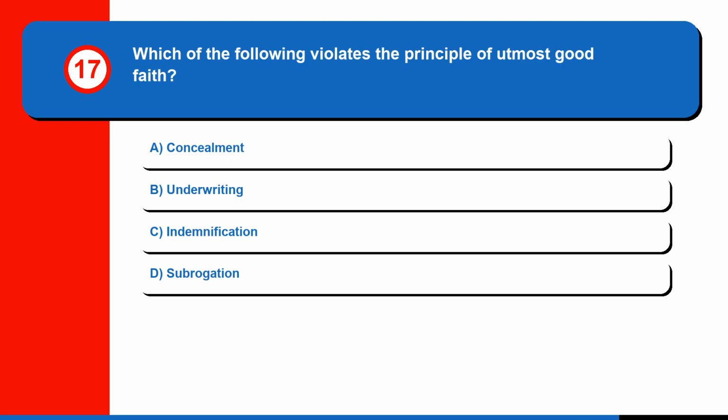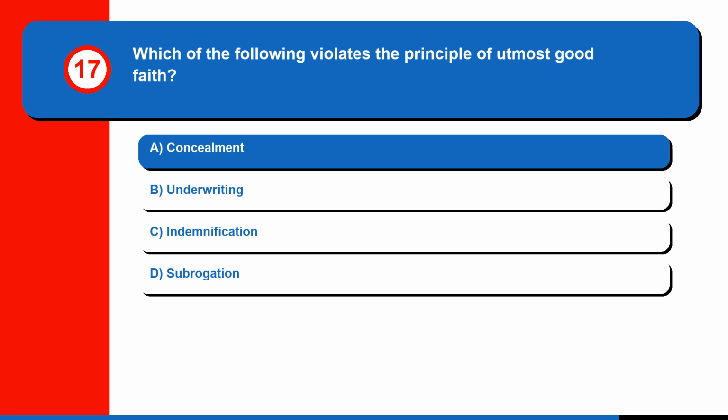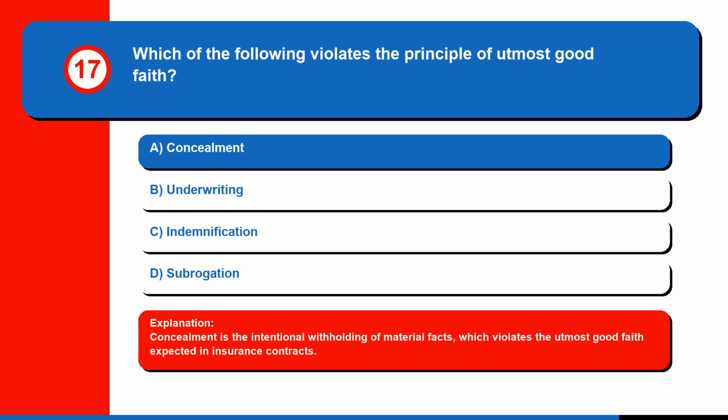Question 17. Which of the following violates the principle of utmost good faith? A. Concealment, B. Underwriting, C. Indemnification, or D. Subrogation. The correct answer is A. Concealment. Concealment is the intentional withholding of material facts, which violates the utmost good faith expected in insurance contracts.